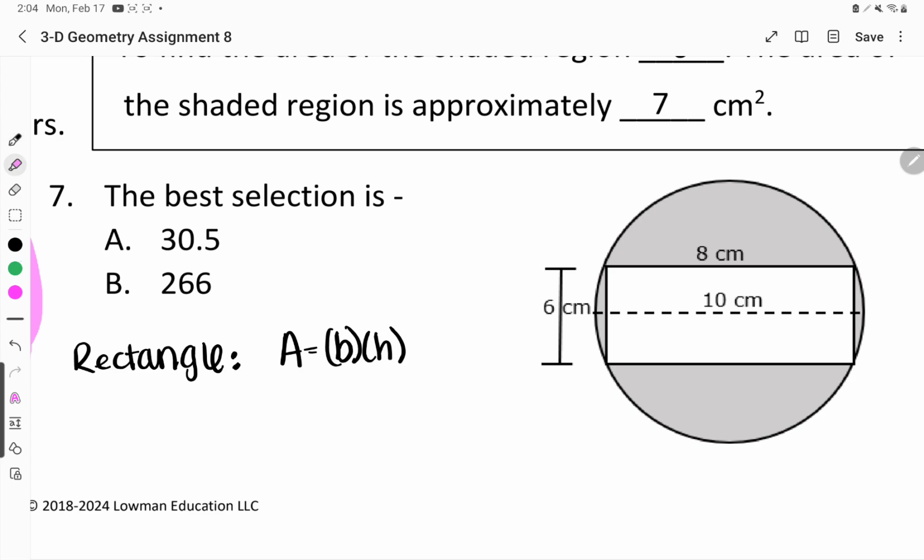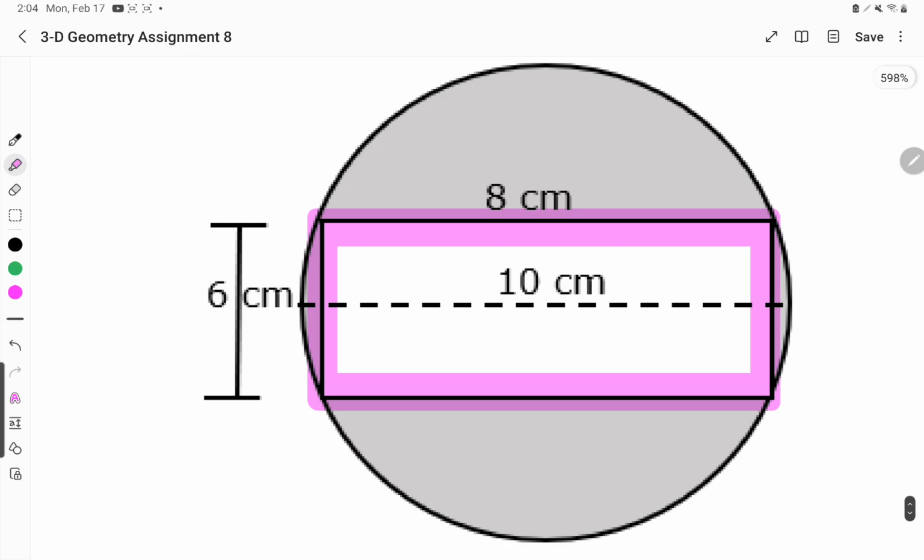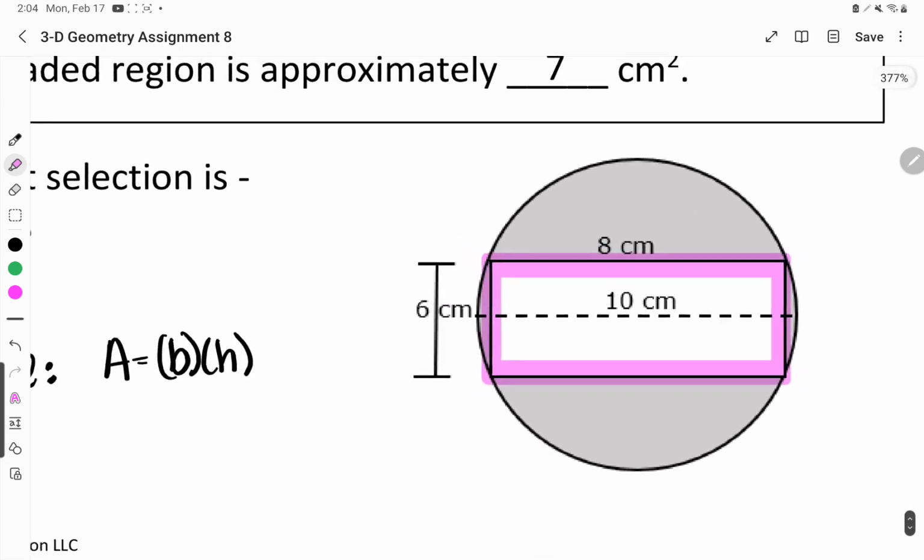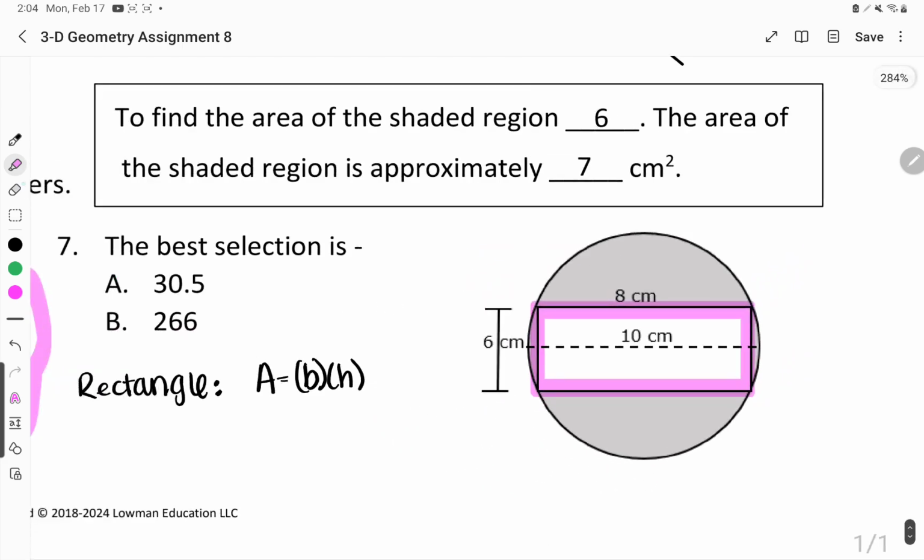Well, let's take a look at our rectangle. Here is our rectangle. If you look, that 10 is going beyond the rectangle. That 10 is not meant for the rectangle. Instead, you have a base and a height of what? 6 times 8. And that's going to give us what? 48.